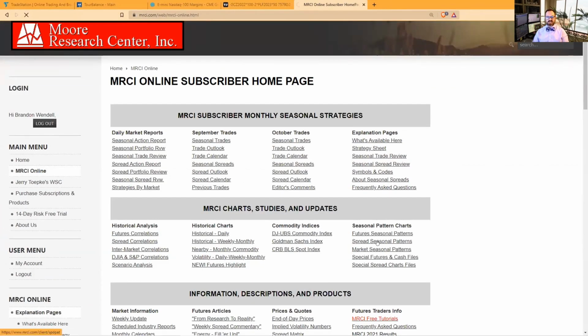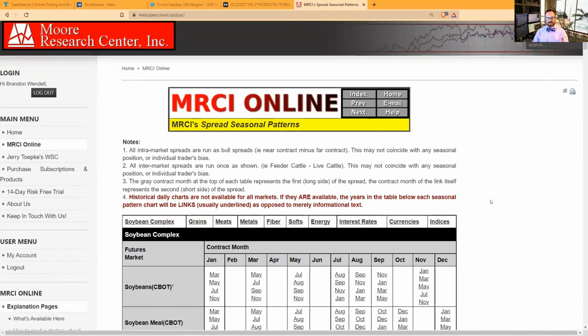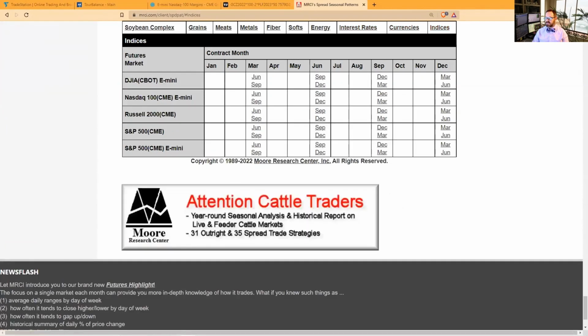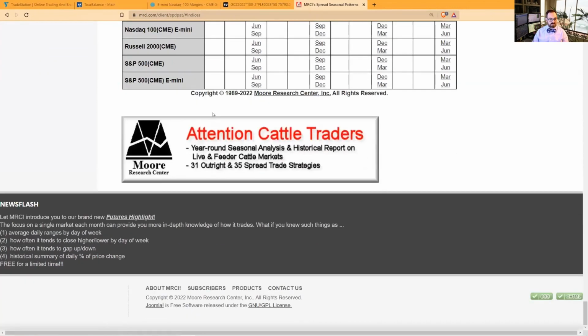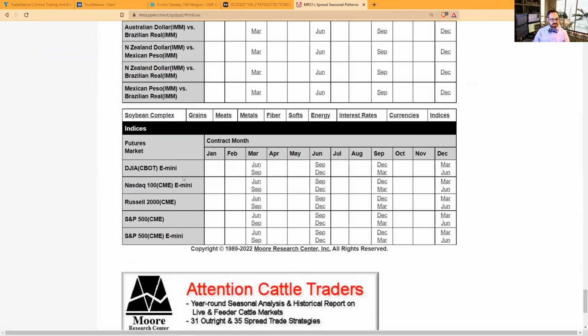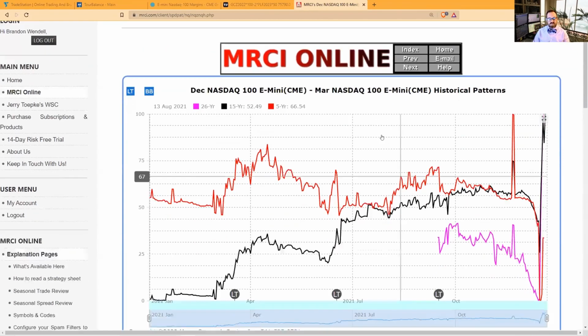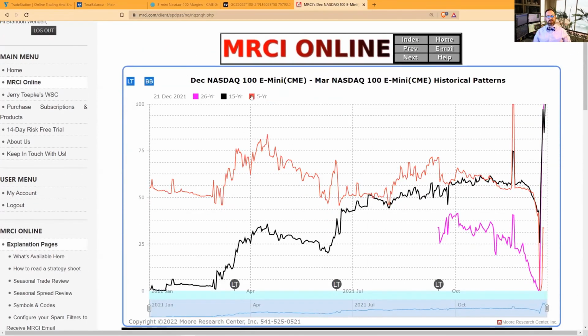A better way to show it is to go to seasonal or spread seasonal patterns. Let's say we want to look at meats. Actually, let's go to indices. If we go to NASDAQ, for instance, and look at the December versus the March contract, they'll show you how it has performed year after year for a certain period of time.